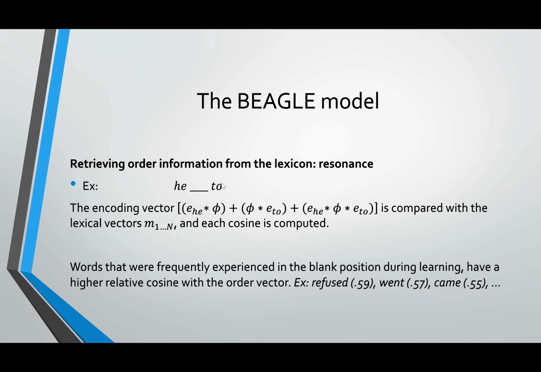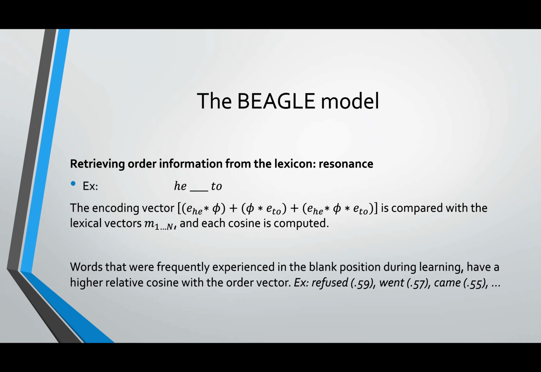And here we are extracting order information with resonance. We explore how BEAGLE retrieves order information through resonance. In this example, the encoding vector is based on two words plus two words, the three words. The encoding vector is then compared with the lexical vectors m from 1 to n, and the cosine similarity is calculated for each.